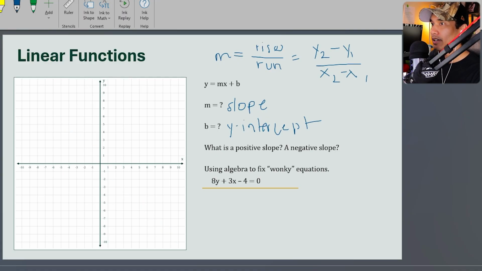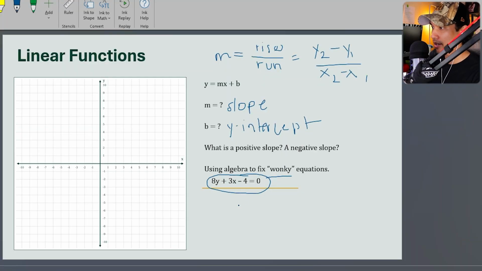All right? And then let's say you have a wonky equation like this. I call it a wonky equation, but they're not called wonky equations. That's just what I call them. But let's say you get a wonky equation like this. Well, how can I change or manipulate it to where we could have y equals mx plus b? We just have to do some algebra. So let's go do some algebra.